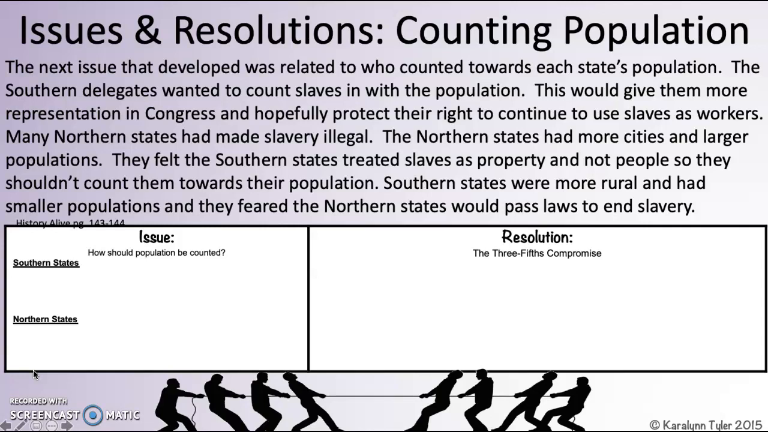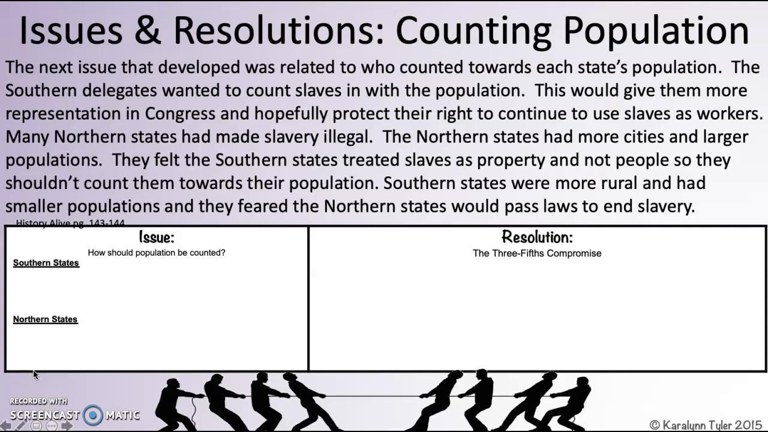So this is not out of compassion that they want to count slaves as human beings. This is more out of the idea that they want to use slaves to pad their numbers and be sure that they have a bigger voice in Congress, which they would then use to keep slavery as long as they possibly could. Now, many northern states had made slavery illegal already.